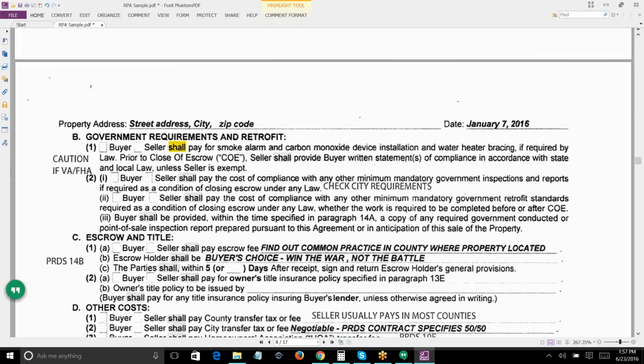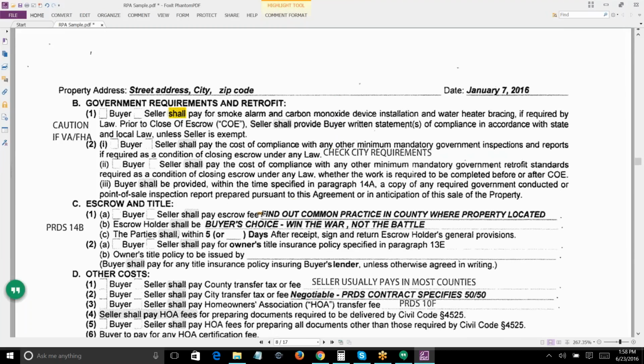I have to admit I did list a house on the Quail Ridge Golf Course in Carmel. I made an exception, but you understand. You should know which city. Some cities have minimum standards for insulation, and so they want you to have your insulation checked, and if it's not up to standard, you get the idea. Escrow and title, find out what is common practice in the county where the property is located.